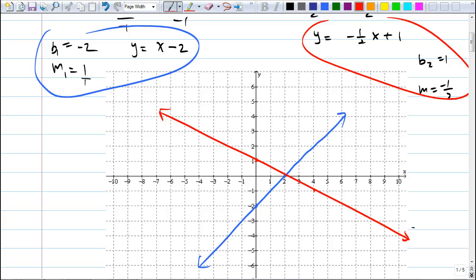You need to do it by graphing. Okay. Anyway, so let's write our solution. What's our solution? 2, 1. I mean, not 1. 2, 0. Okay, there it is. Easy enough?